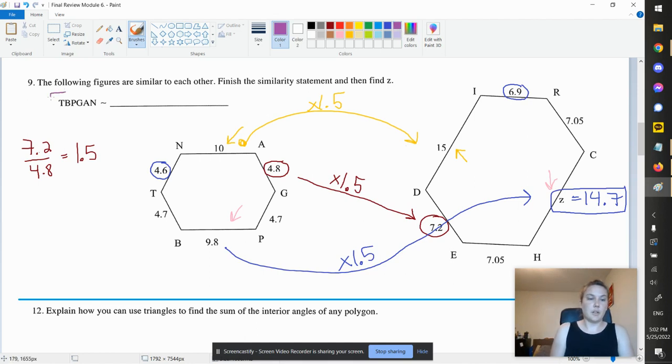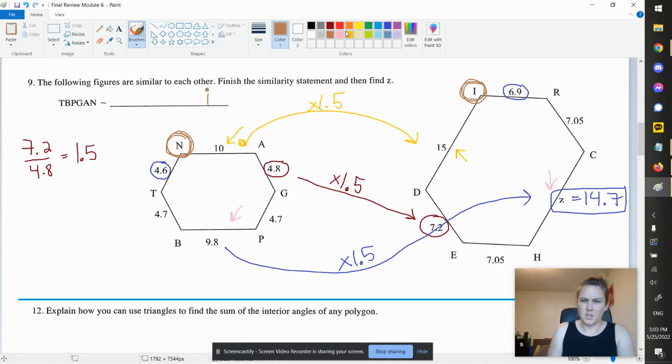In order to write the similarity statement, we need to say which vertice on the right-hand one matches up with t, which matches up with b, which matches up with p, etc. Let's do this. N is in between the yellow one and the blue one, which means it matches up with I. We said because these two correspond over here and these two correspond over here, the vertice in between them match up. Over N is, which is very last, we're going to put I very last.